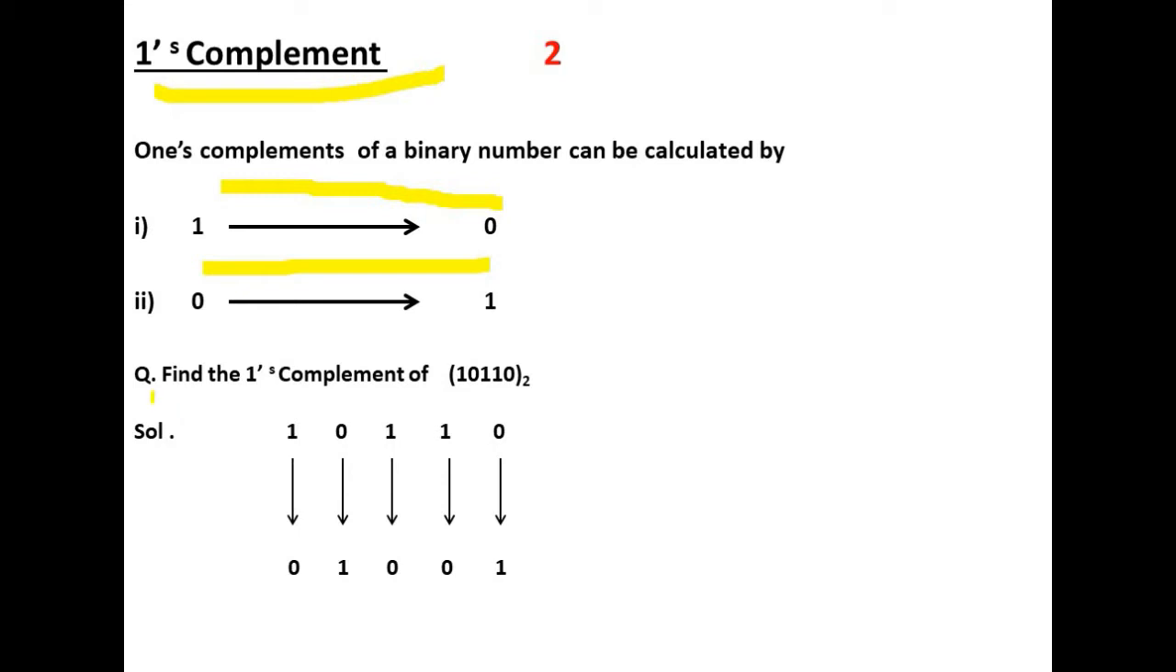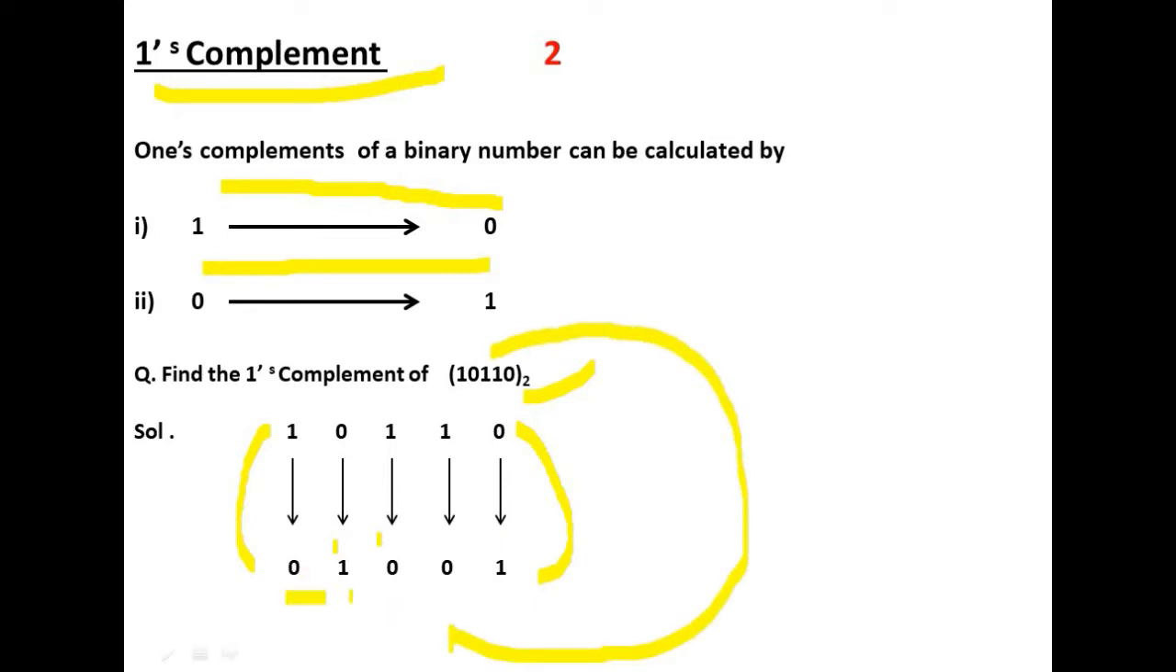So let us solve one question. Find the ones complement of 10110. This is the binary number 10110. So this 1 is converted to 0 and this 0 is converted to 1. 1 is converted to 0. Again this 1 is converted to 0 and this 0 is converted into 1. So finally we have got the ones complement of this number as 0, 1, 0, 0 and 1.